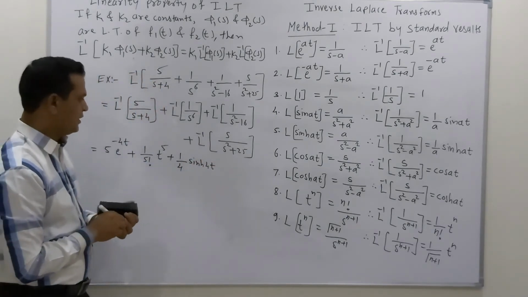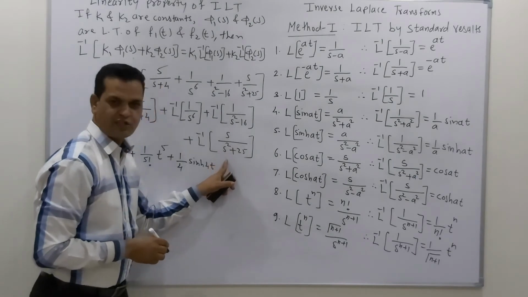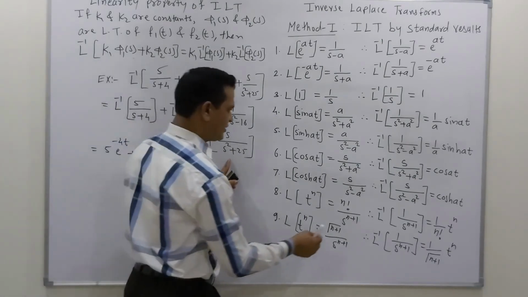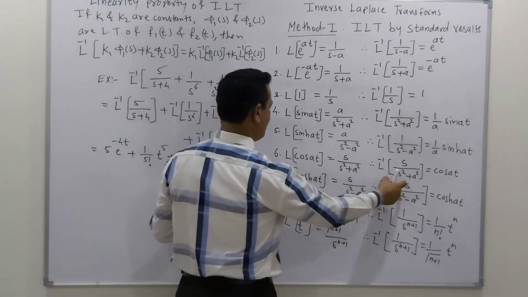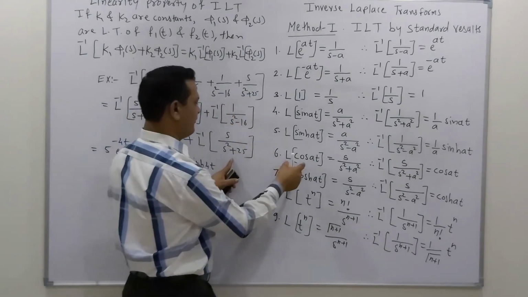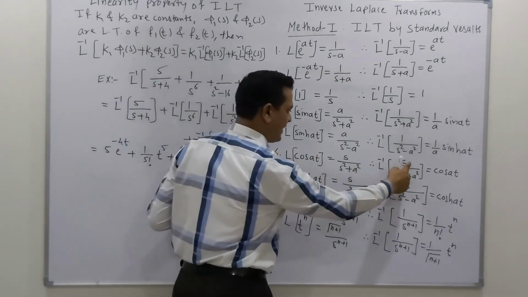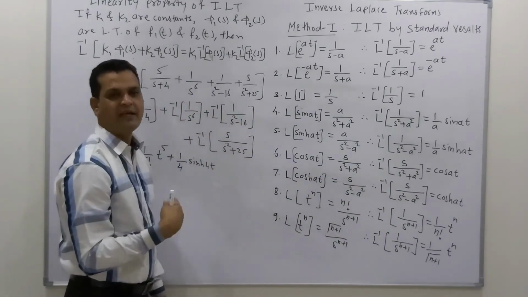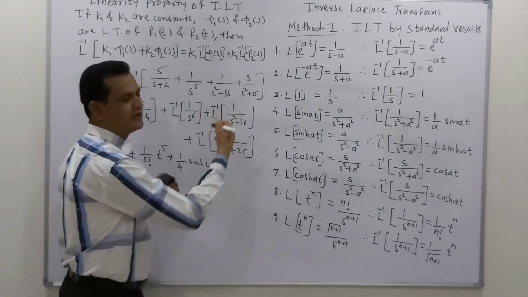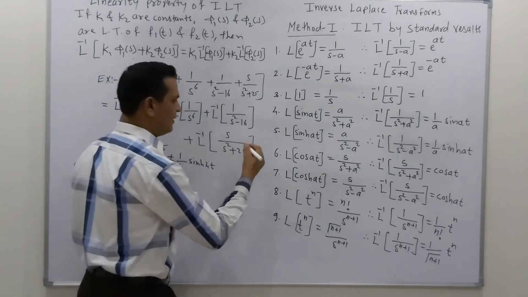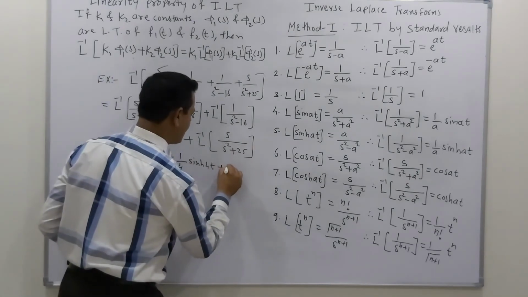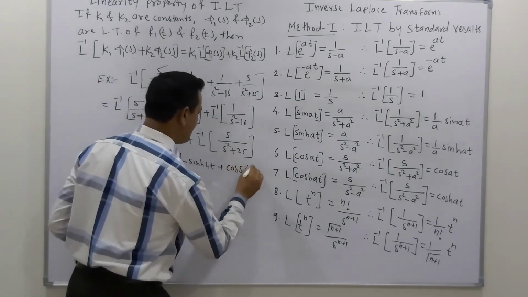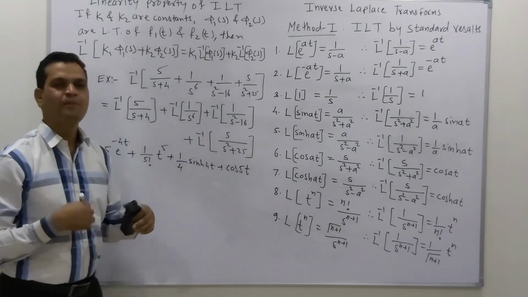Now for this last term, if we compare it with result number 6, this is of the type s upon s square plus a square, where the value of a is 5, because 5 square is 25. So we can write this as cos of 5t, because a is equal to 5.